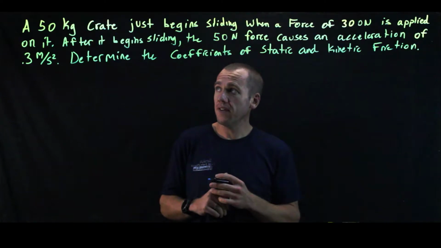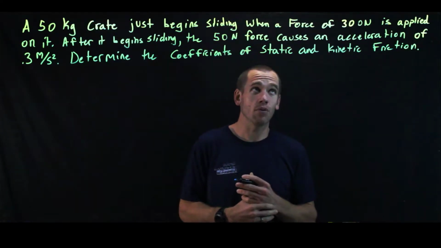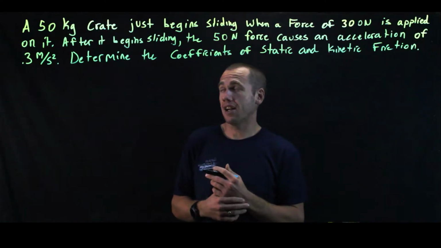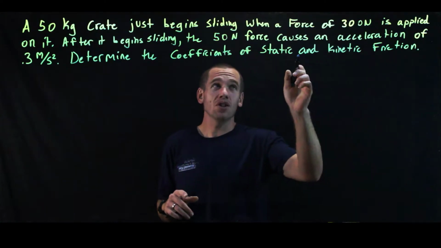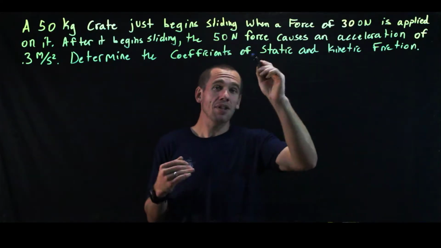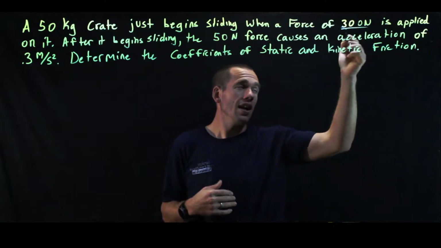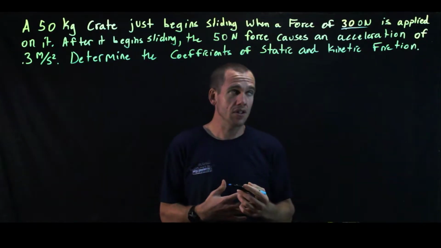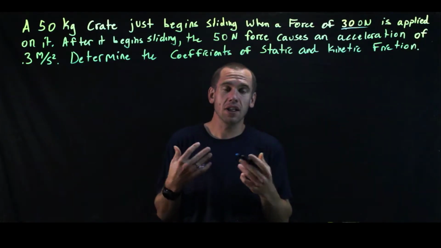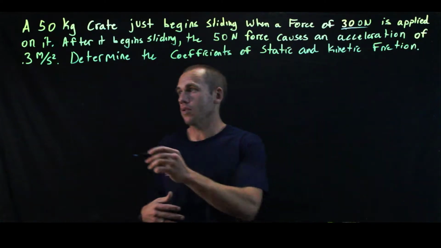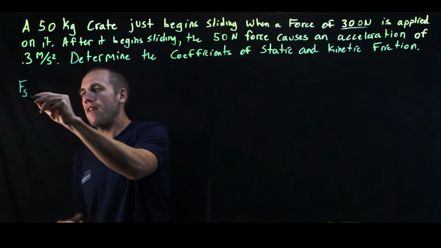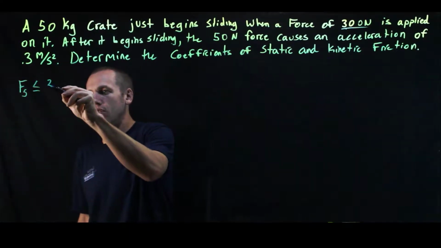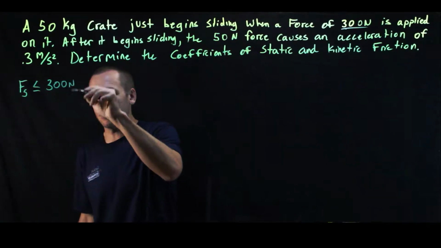So here's our problem. A 50 kilogram crate just begins sliding when a force of 300 newtons is applied on it. Now, we get some information there. If it just begins sliding, that means it starts to accelerate when the force meets or exceeds 300 newtons. And so we know our static frictional force is going to be less than or equal to 300 newtons. So I'm going to go ahead and write that down. We know Fs has to be less than or equal to 300 newtons.